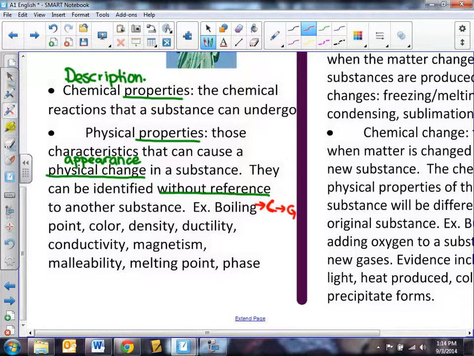What temperature does a liquid turn into a gas at? So for any substance, I could measure its boiling point. I don't need to know anything about any other substance to be able to measure that. Color, I think I probably don't need to explain. What color is it? Density has to do with mass and volume. How much mass does this substance have for a particular amount of volume?